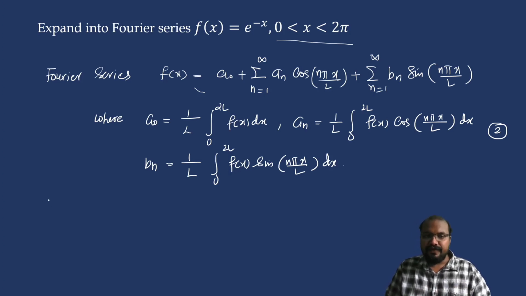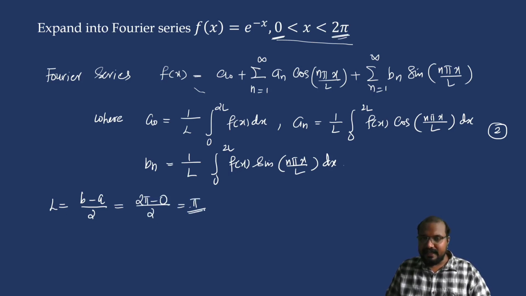For that, first of all we want to see what l is. L is (b minus a) by 2. Therefore, here the limits, upper limit and lower limit, we can take as (2 pi minus 0) by 2. This is equal to pi. Therefore, our l is pi.